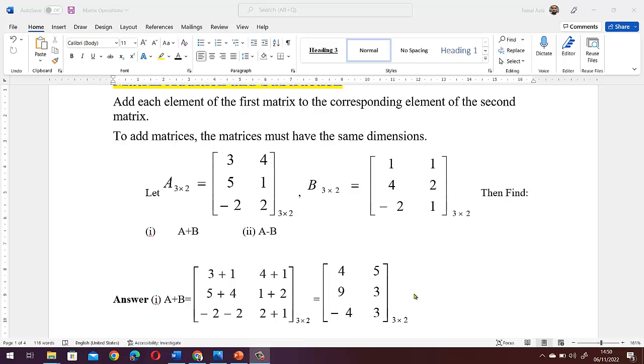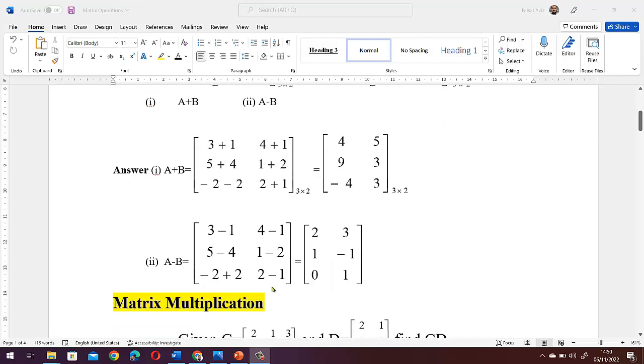When it comes to subtraction, the operation remains the same, with only one difference: we just need to replace plus with minus. As you can see here, A minus B, I have simply replaced the plus sign with minus because this is subtraction of a matrix, and subtraction of a matrix will give us this answer.